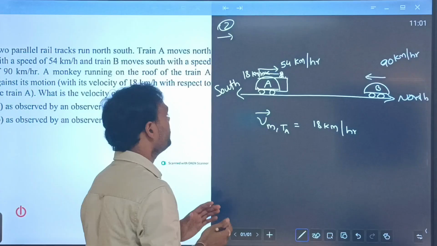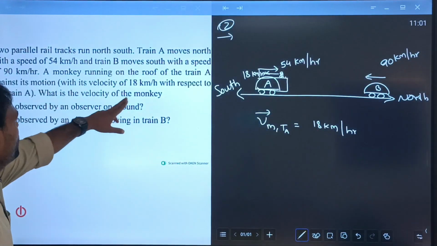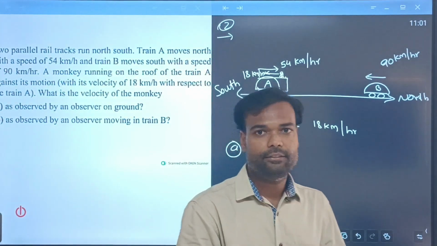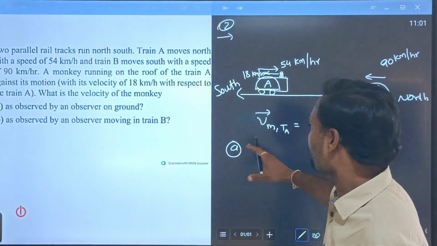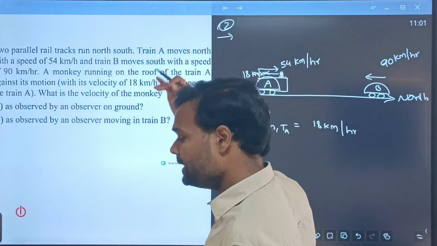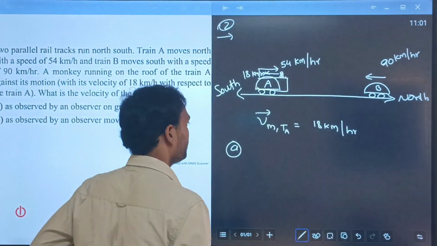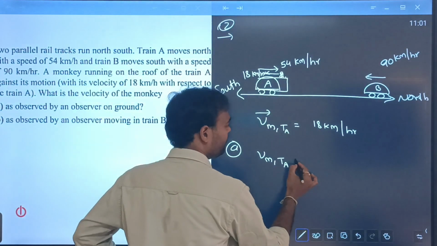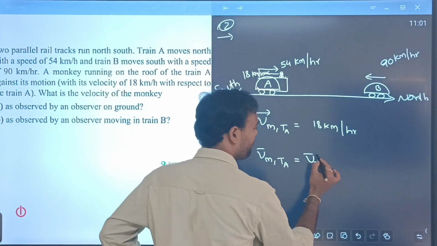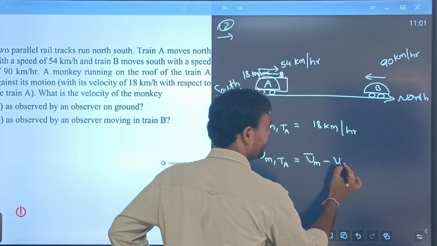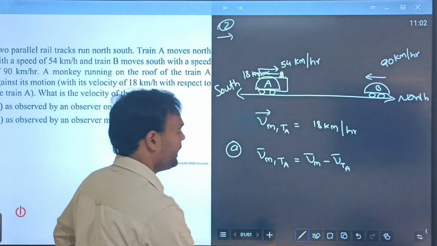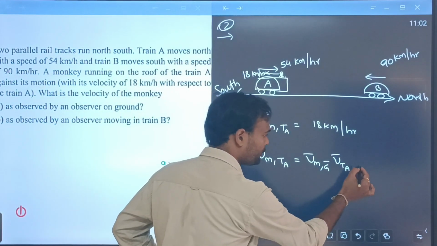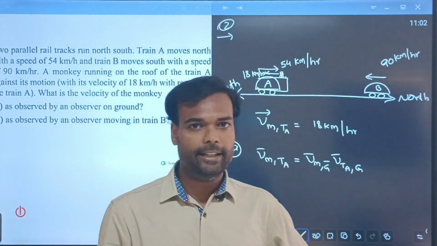Keep this point in your mind. Then, what is the velocity of the monkey? The first question, and ultimately we need to find the velocity of the monkey as observed by the observer on the ground. Now, can I say velocity of monkey with respect to train A is equal to velocity of monkey minus velocity of train A? As I told you, if there is only one term, it is with respect to ground.